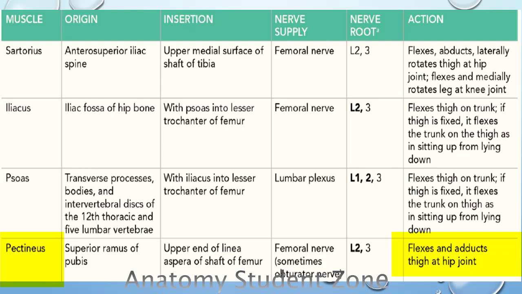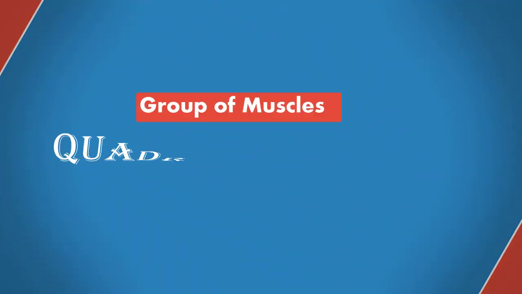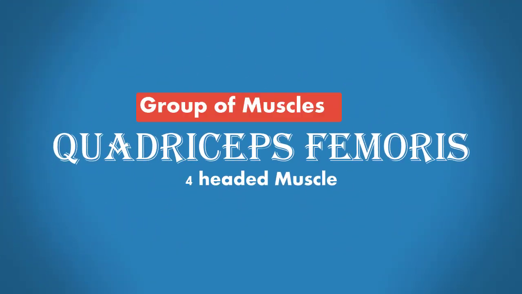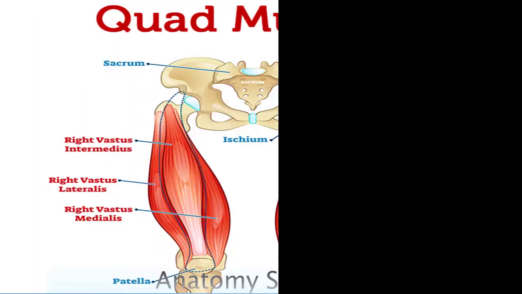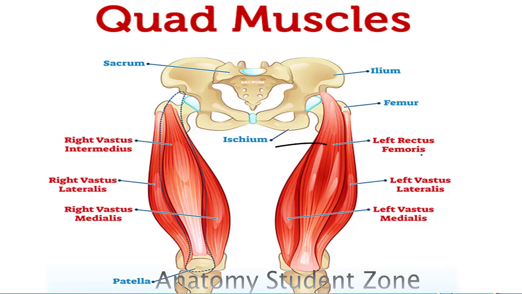After covering sartorius, iliopsoas, and pectineus, now I will cover a group of muscles which are collectively named quadriceps femoris. As the name indicates, quad muscles are the strongest muscles in our body. Quadriceps femoris is a four-headed muscle. It has this name because it consists of four individual muscles. These four individual muscles are rectus femoris and the three vasti muscles. And the vasti are vastus medialis, vastus lateralis, and vastus intermedius.